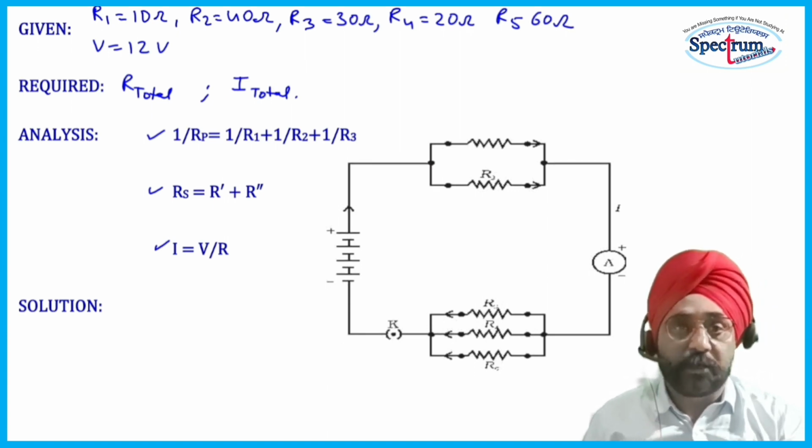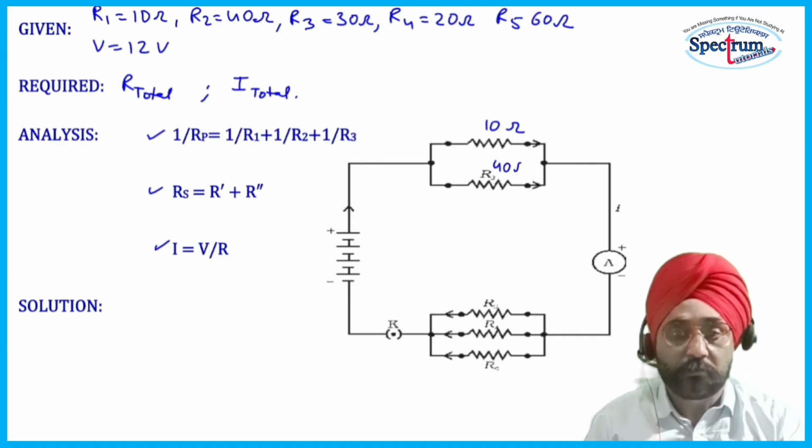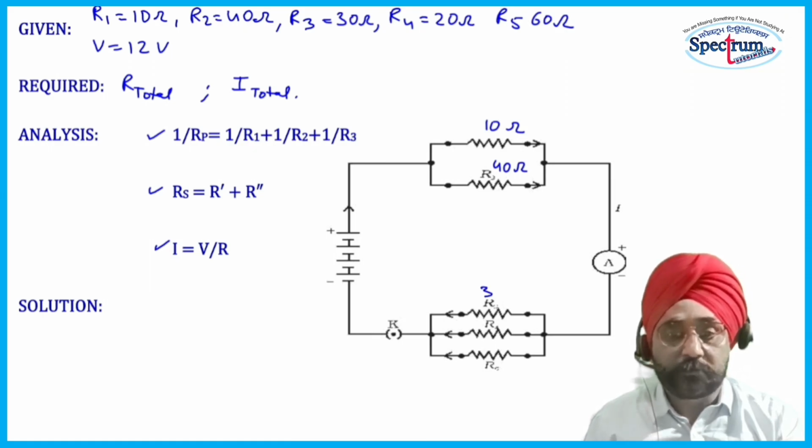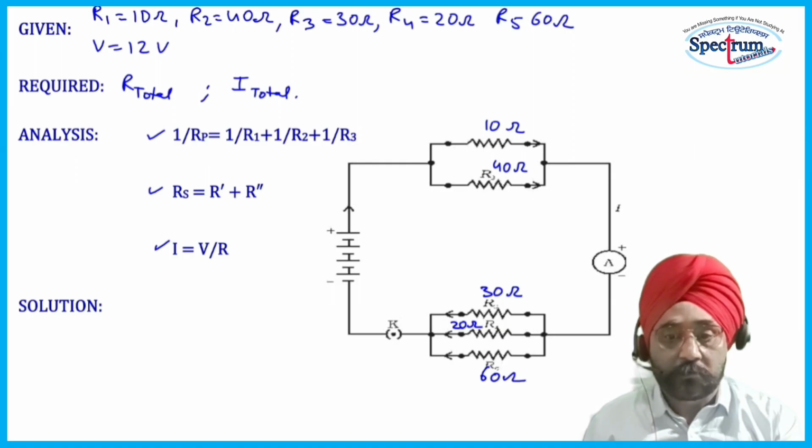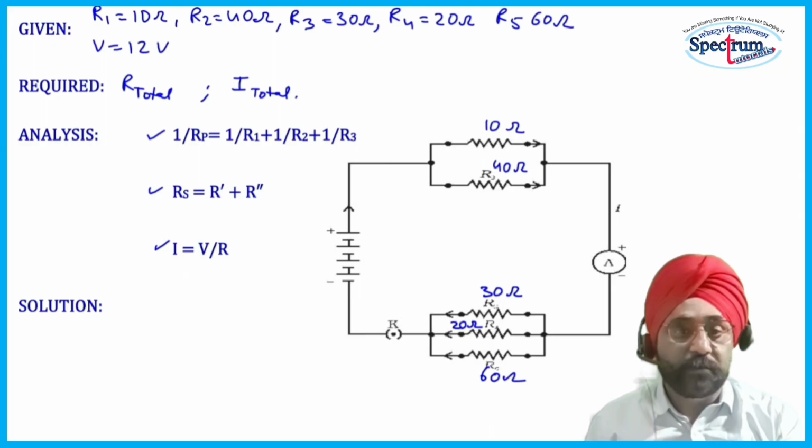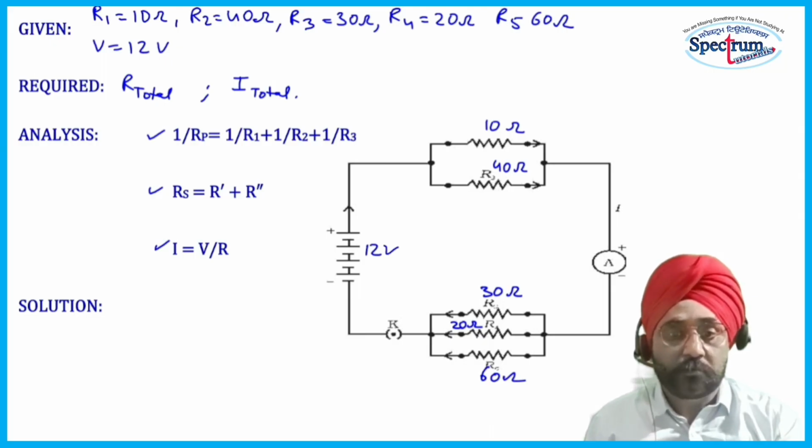So first of all, we label our diagram. This is 10 ohm R1, R2 is 40 ohm, R3 is 30 ohm, 20 ohm and 60 ohm. Potential difference is 12 volt.